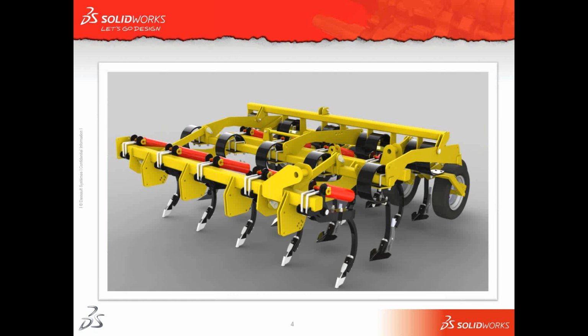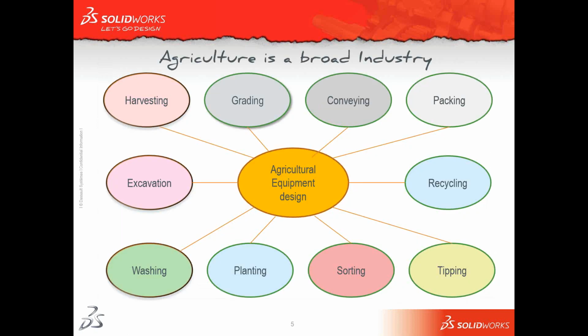Before we do that, we're just going to take a quick look at what agricultural equipment can be. It's quite a broad industry with varying different sections. So we've got harvesting, grading, conveying, packing, excavation, recycling, washing, planting, sorting and tipping. So there's a lot of different sub-industries, if you like, within agricultural equipment design.